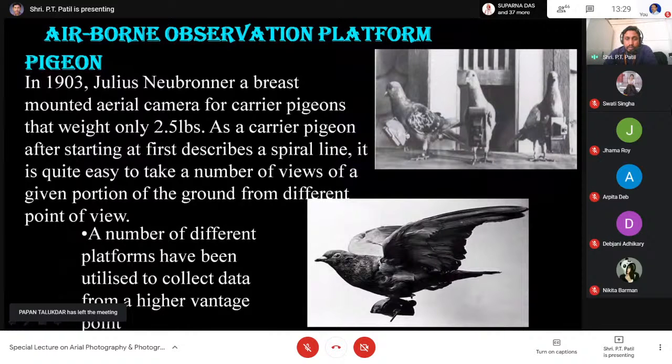So in 1903, first of all, airborne photography was developed by Julius. He was a balloonist, and he used cameras for aerial photograph purposes. He mounted the cameras on the chest of the pigeon, and wherever that pigeon went, the aerial photographs were triggered. So this was a very good example of aerial photography in the ancient period.